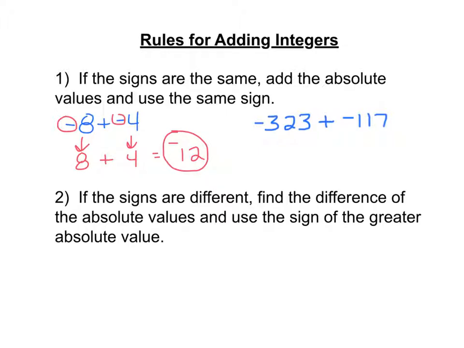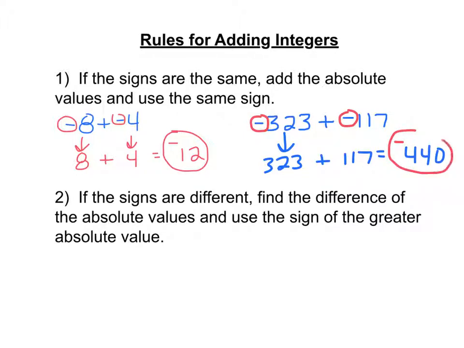Here's another example. -323 plus -117. The absolute value of -323 is 323, and the absolute value of -117 is 117. If I add those 2 numbers together, I get 440, but I do need the negative sign because the signs are both the same. They're both negative, so the answer to this is a -440.